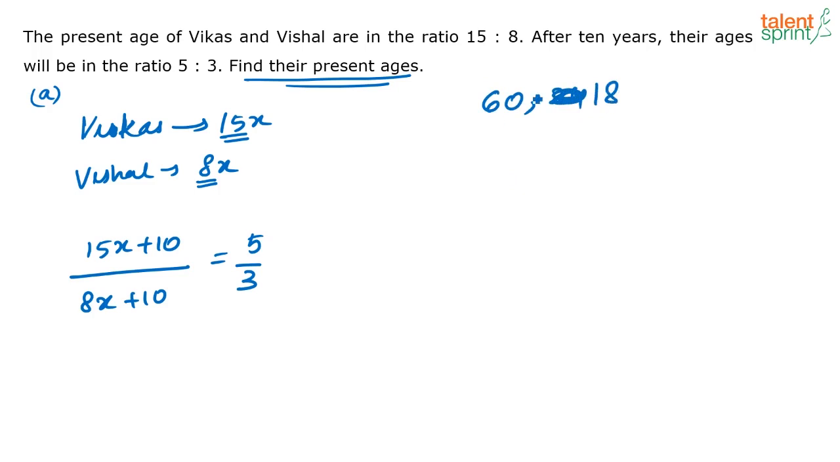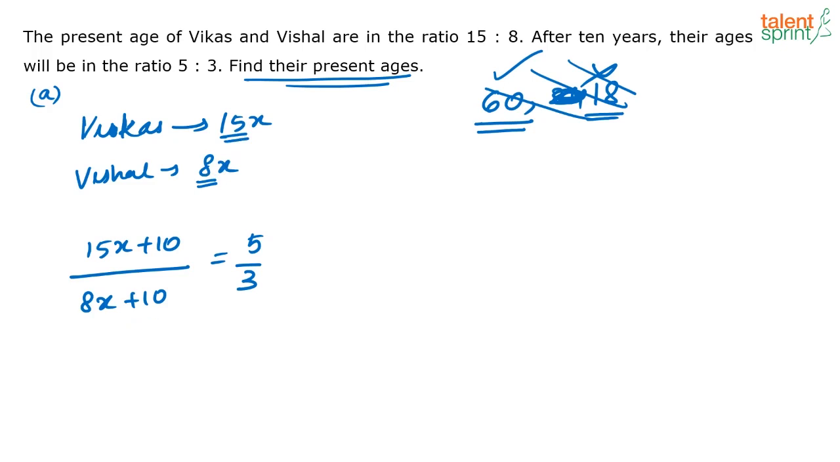Here, 60 is a multiple of 15, so this can be Vikas's age, but is 18 a multiple of 8? No, it's not, correct? So this cannot be the correct option. What I am trying to say is, look at the options and see if you are able to find a multiple of 15 and a multiple of 8 together in one option. Possibly that could be your answer. If you have no other option which satisfies that criterion, directly mark that as the answer.